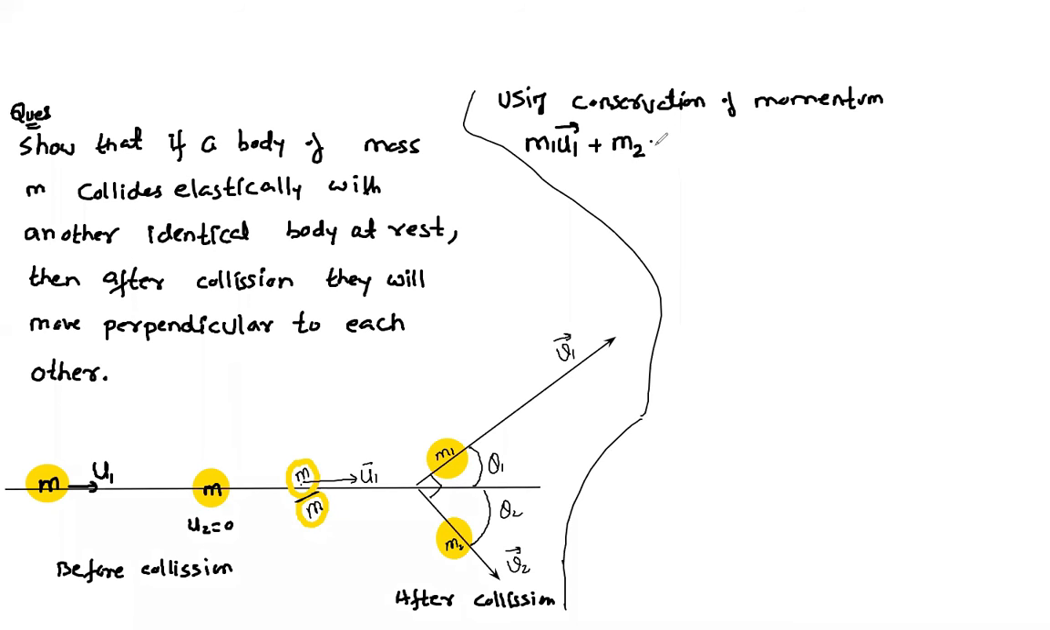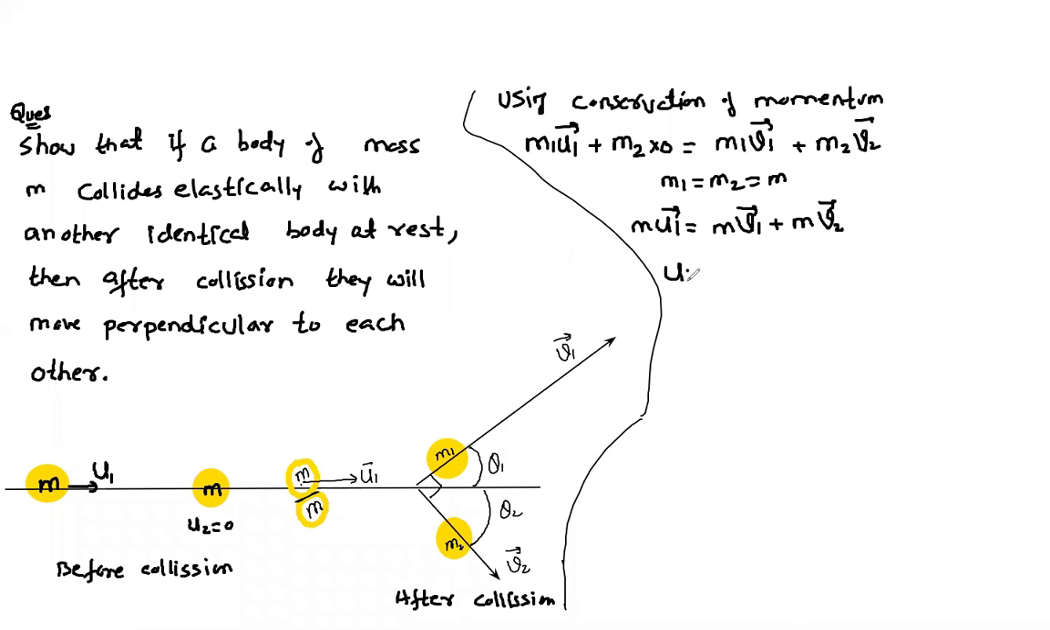Momentum before collision, M1 U1 plus M2 U2, which is basically 0, is equal to M1 V1 plus M2 V2. Now, since the balls are identical, M1 equals M2 equals M. So instead of M1 and M2, I'm using M. So it will be M U1 is M V1 plus M V2. From both sides, this M gets cancelled out and you are left with just U1 is V1 plus V2. That is my first equation.